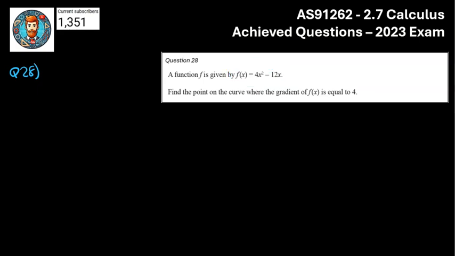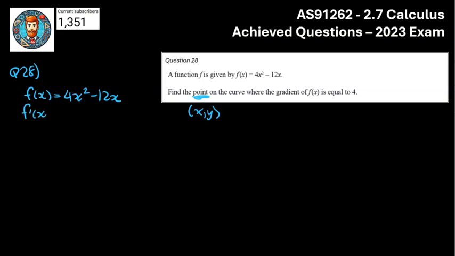So we've been given a function. We've been told the gradient is equal to 4 and we've been asked to find the point. So by finding the point we need the x and the y, the coordinate for when the gradient would have been equal to 4. So let's jot down my original function. So f(x) is going to be equal to 4x squared minus 12x. That's from the question. I now need to differentiate.